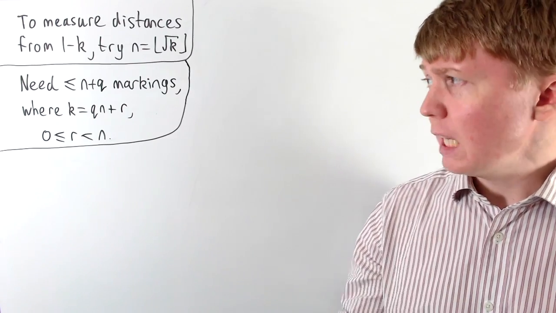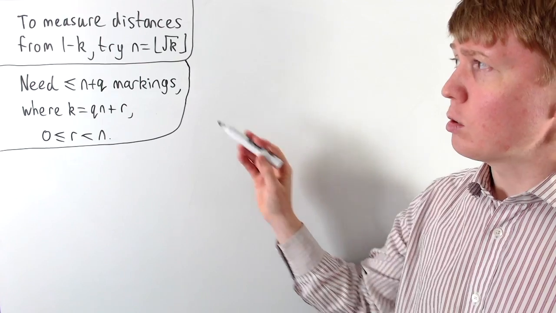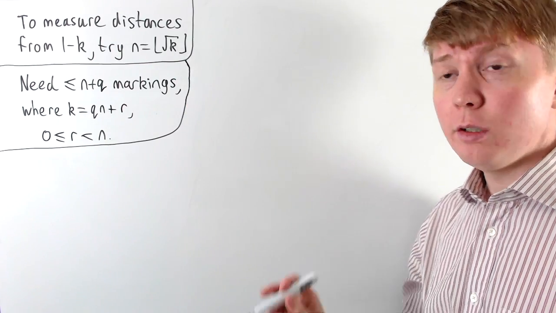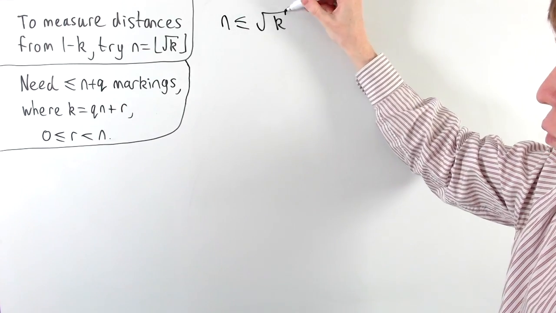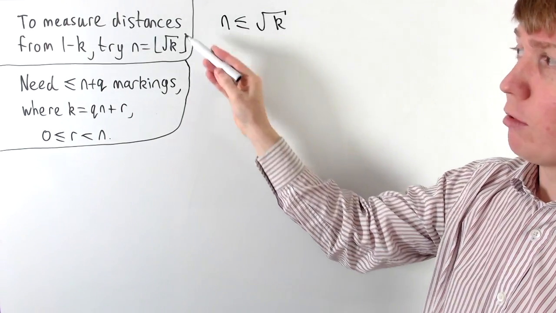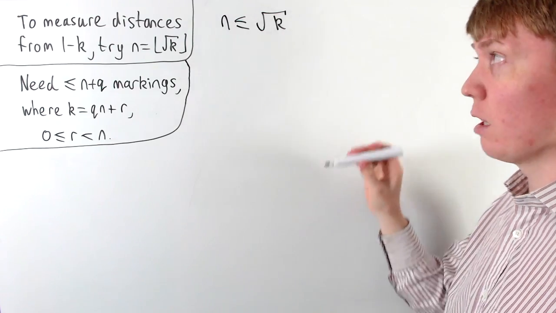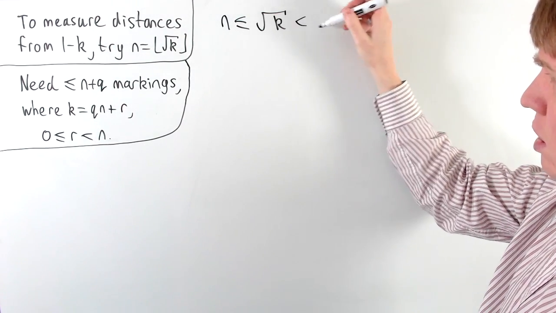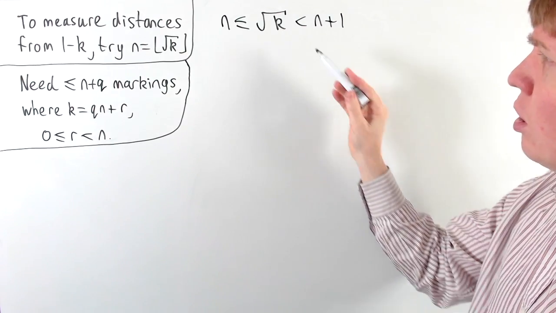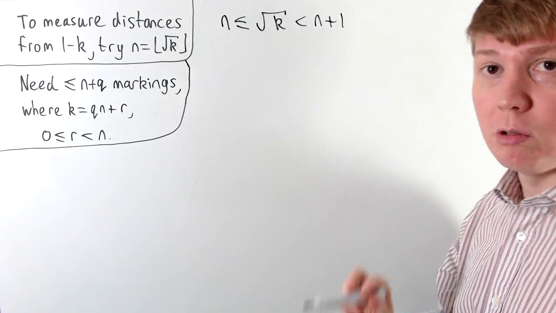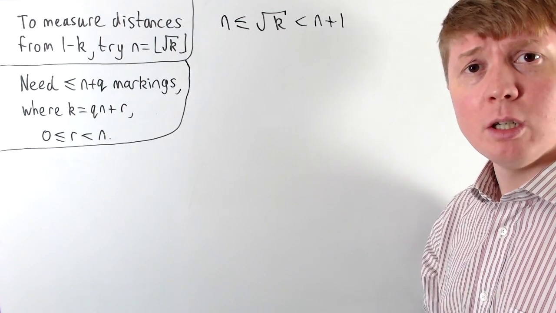So first of all, we can get a nice upper bound on n, just because n is the floor function of root k. So we get for free that n is less than or equal to root k, because root k would round down to n, so n has got to be less than or equal to this. And you'll also see that root k has got to be strictly less than n plus 1, because otherwise, if it was greater than or equal to n plus 1, it would round down to n plus 1.